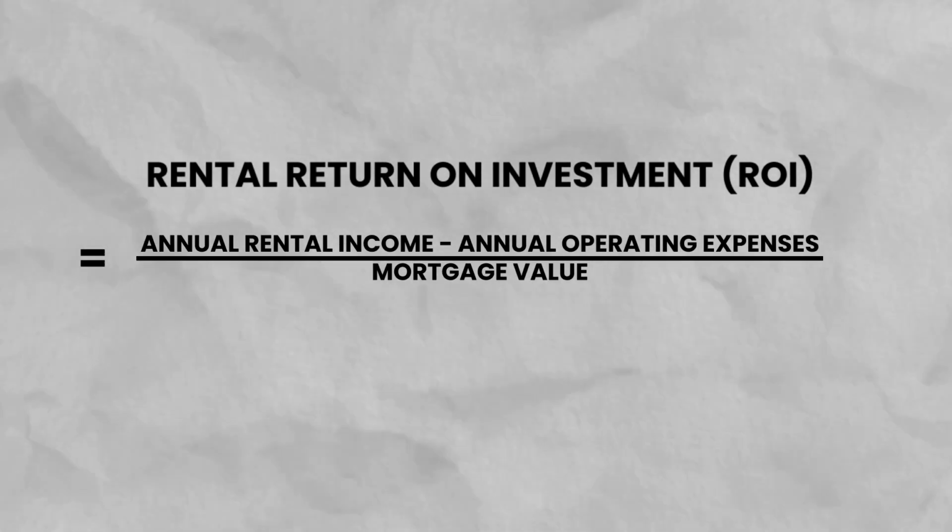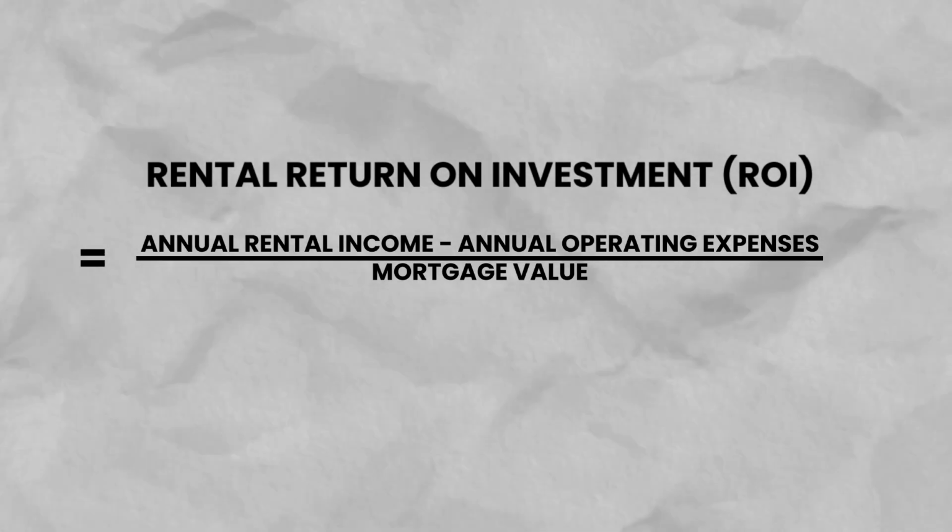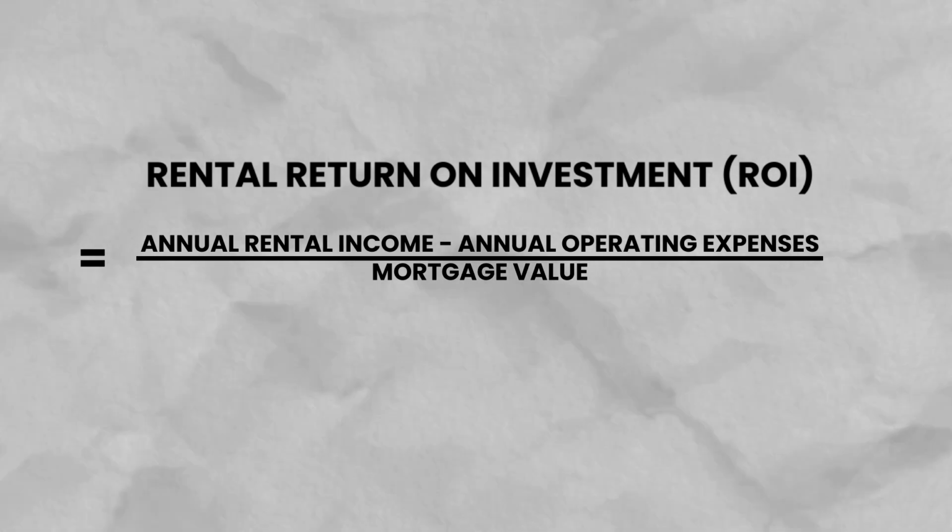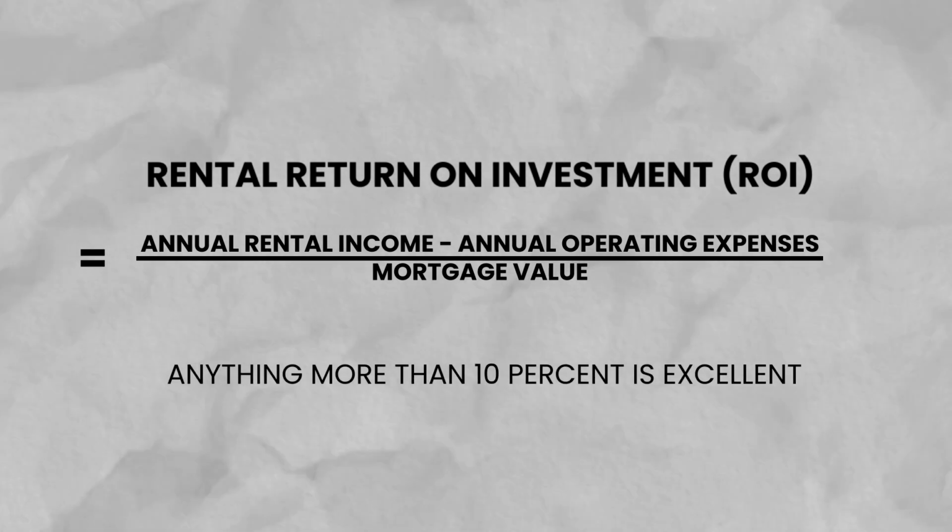One of the most important numbers to crunch is your projected cash flow and income from rents. To calculate rental return on investment, or your ROI, subtract the annual operating costs from your rental income. Then divide the figure by your mortgage value. Typically, anything more than 10% is excellent. 5 to 10% may be acceptable, depending on the rental market itself. And if you bought a rehab property, the ROI may be lower the first year.